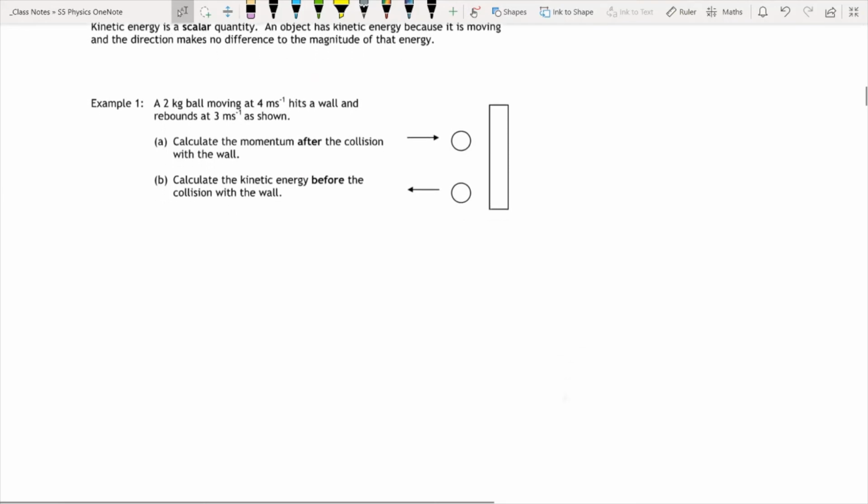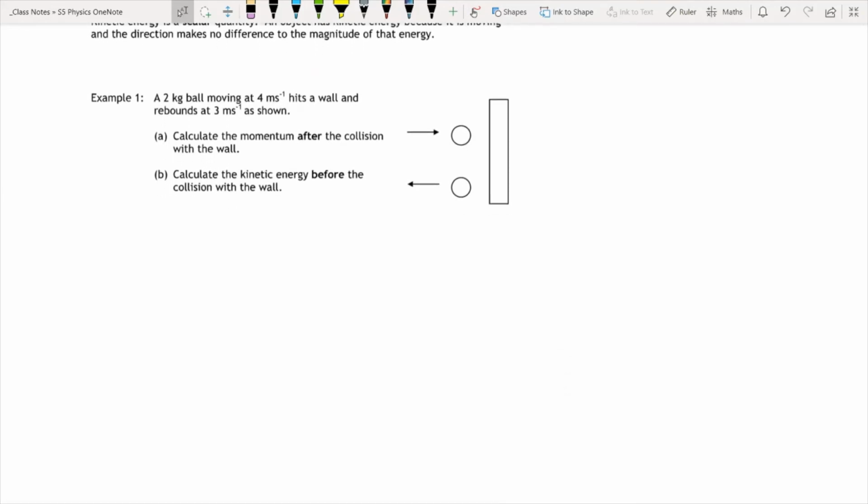So for example 1, a 2 kilogram ball moving at 4 meters per second hits a wall and rebounds at 3 meters per second as shown. So it starts off at 4 meters per second and then rebounds at 3 meters per second in the opposite direction. First of all, calculate the momentum after the collision. Again, it's always handy to think about which direction you're going to say is positive. And usually we just do it automatically. We say the original direction is positive, which would be the right-hand way. So the way that it's originally going.